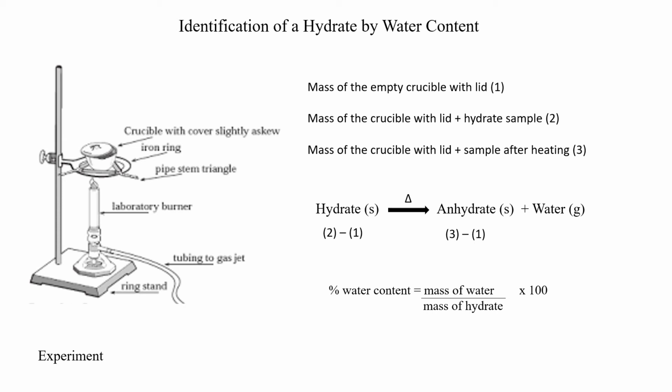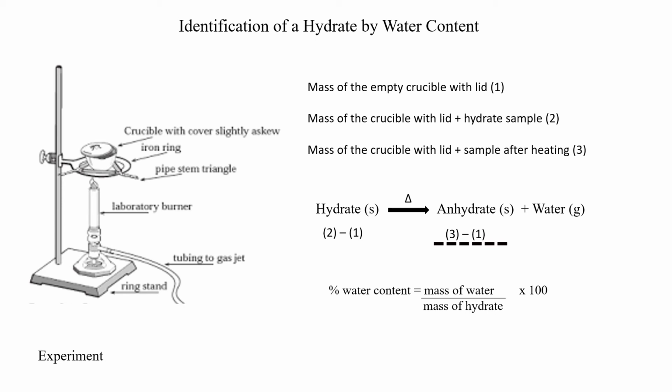That is the mass of the empty crucible with the lid, the mass of the empty crucible with the lid plus the hydrate sample, and the mass of the crucible with the lid plus the sample after heating. So basically, what you're trying to do is take an amount of the hydrate, which is obtained by the difference between this and this. This is heated to an extent that you're only left with the anhydrate. That is what is being measured in here.